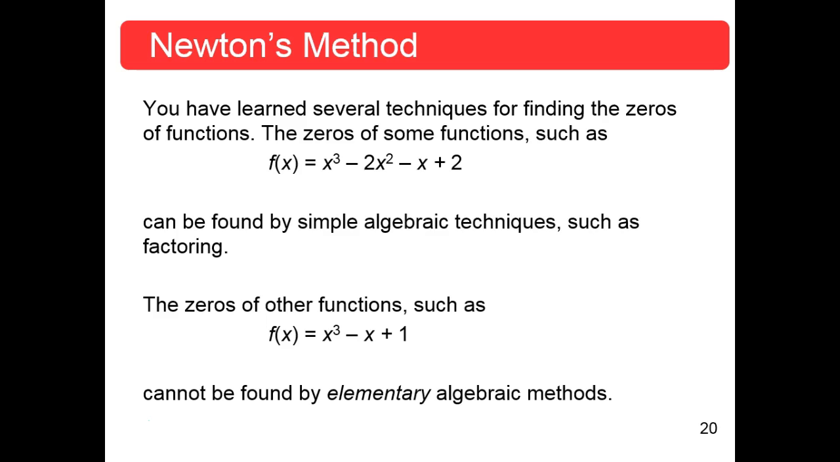Well, remember Descartes' rule of signs. That tells you you can count the number of zeros by counting the number of sign changes. Here you have one sign change and a second sign change. So this has either 2 or 0 positive real zeros.